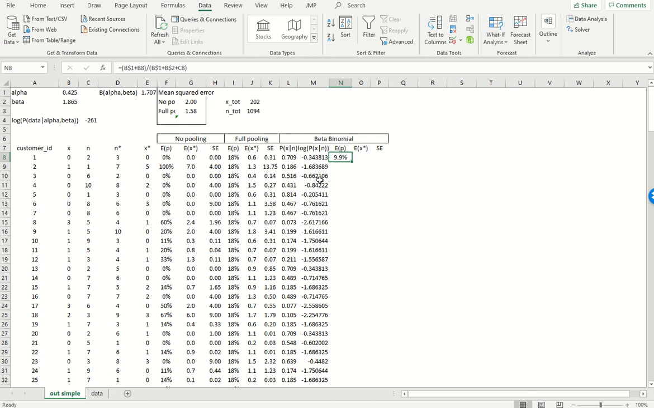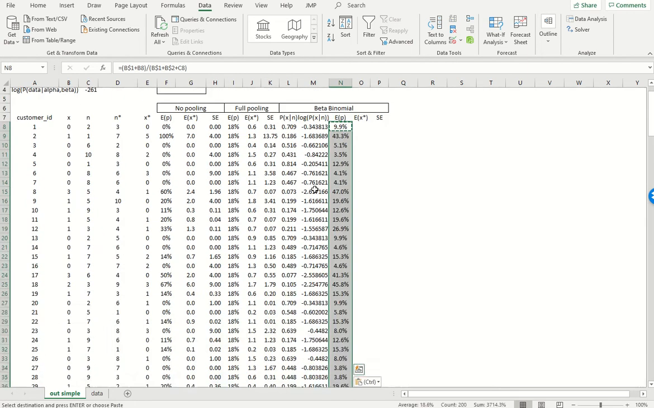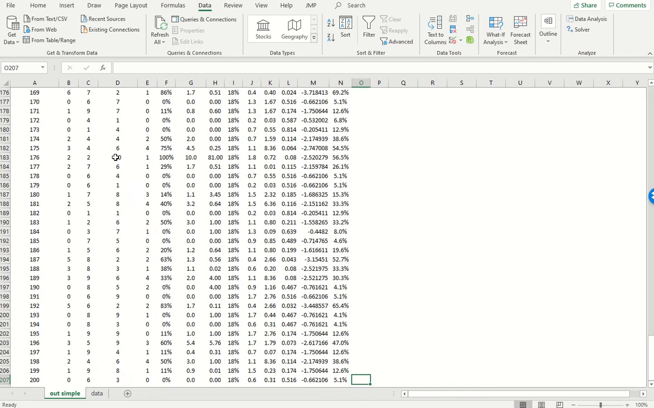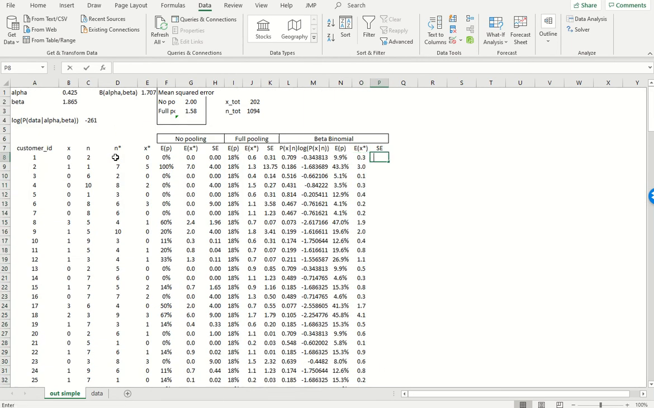That gives me my E of P. I get E of P for free from the model estimates and N and X. And now, just like the other models, I can just get the expected number of purchases in the holdout period by taking my best guess for a particular customer's P, multiplying it by N star, and then getting the squared error accordingly. E of X star minus actual X star, squared.